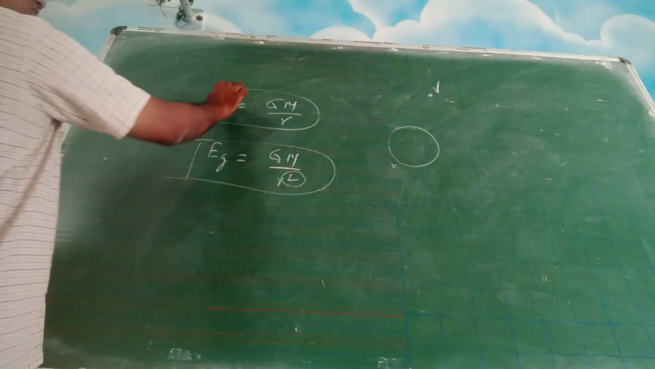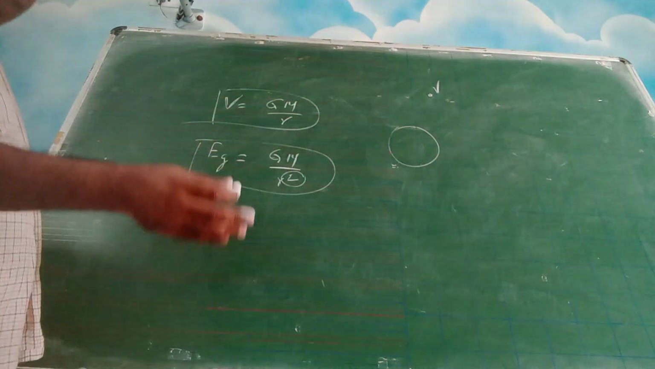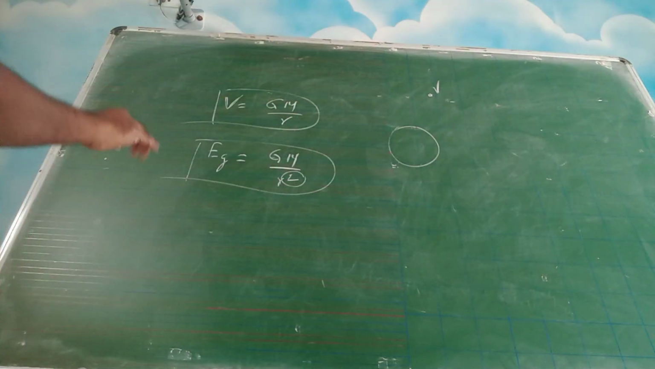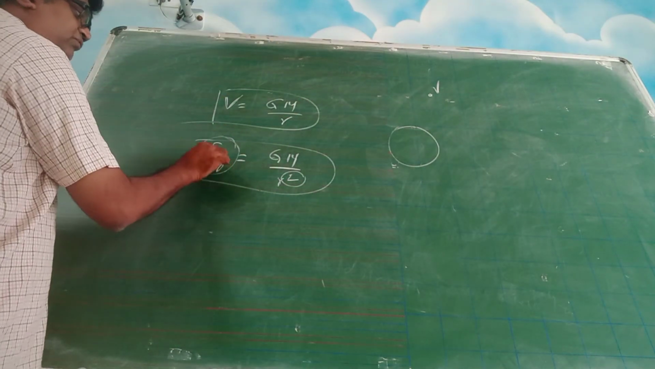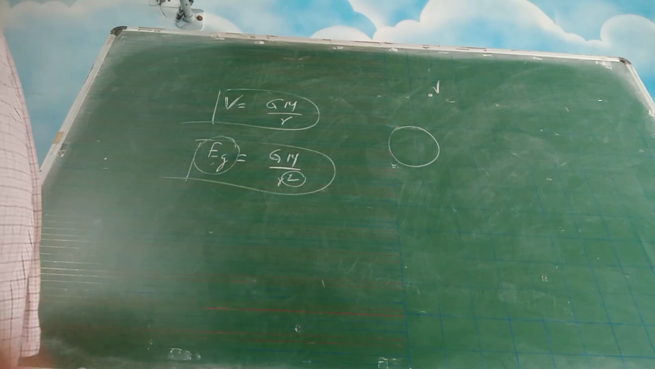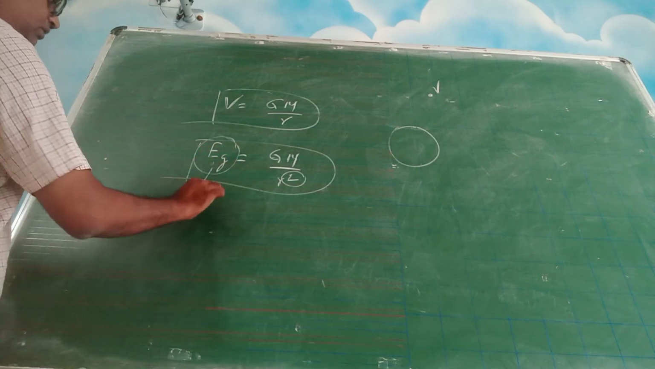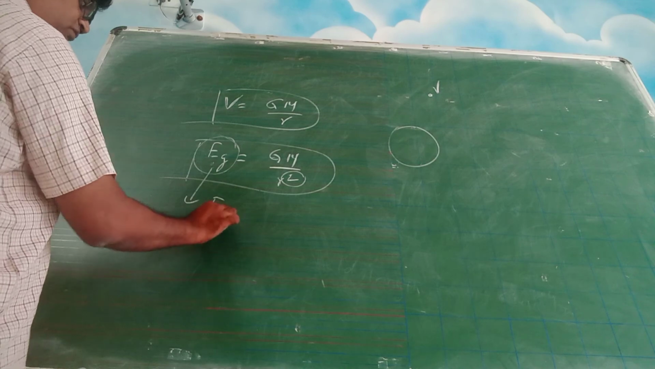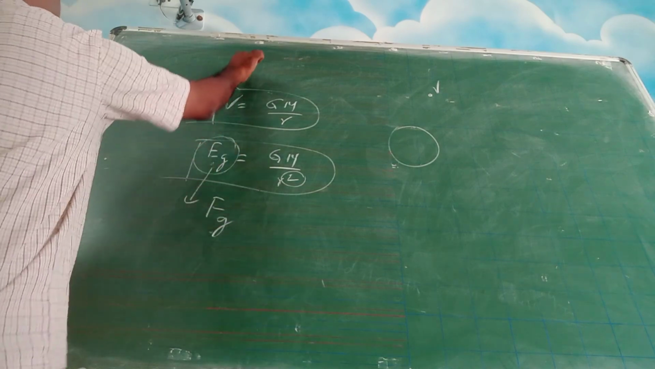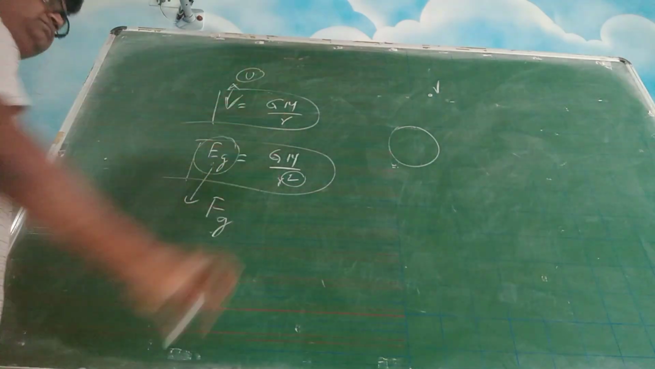This is potential. From potential you can work out the potential energy. From field strength you can find the gravitational force. From this you can work out force, which is gravitational force. From this you can work out the potential energy.